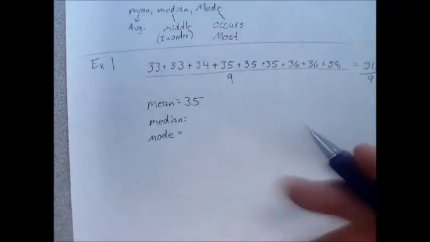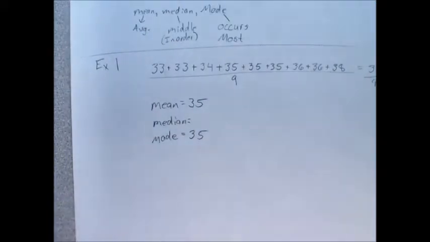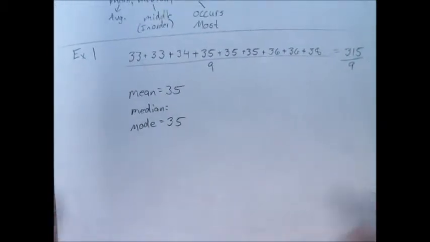But anyways, mode is the one that occurs most. What occurs the most? 35, so that one's obvious. The median. Now there's lots of different ways to find the median. It's the middle number. Okay, so I can do this.